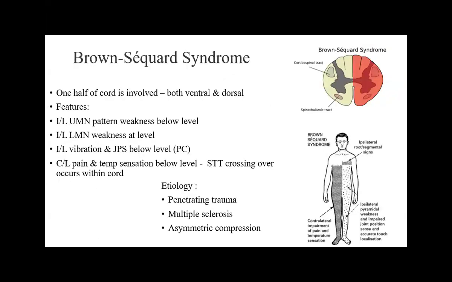Next is Brown-Sequard syndrome. Here only one half of the cord is involved, both ventral and dorsal part. The features will be ipsilateral, on the same side as the corticospinal tract is involved, UMN pattern of weakness below the level, and at the level on the ipsilateral same side LMN pattern weakness. On the same side, due to posterior column involvement, ipsilateral vibration and joint position loss, and contralateral pain and temperature loss below the level, as the spinothalamic tract crossing over occurs within the cord. The etiologies are most commonly penetrating trauma, multiple sclerosis, and asymmetric compression.